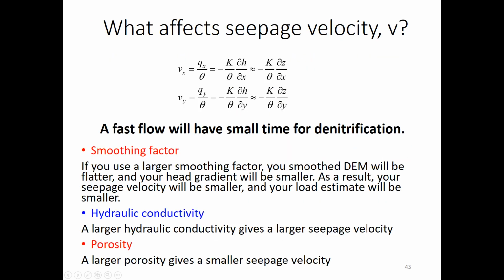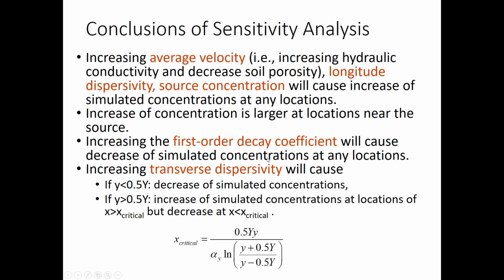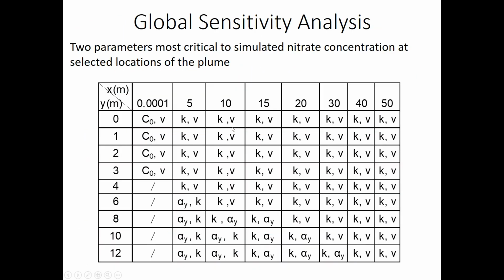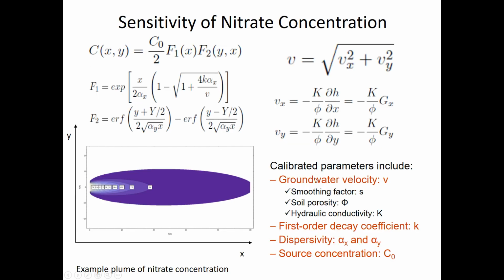So we're here to talk about, let's go back to the equation. We talked about the importance of those parameters v and k, alpha x, alpha y, along the flow direction and transverse to the flow direction, and the source plane concentration. But what determines v, right? So v is determined by three things: smoothing factor, soil porosity, and hydraulic connectivity.